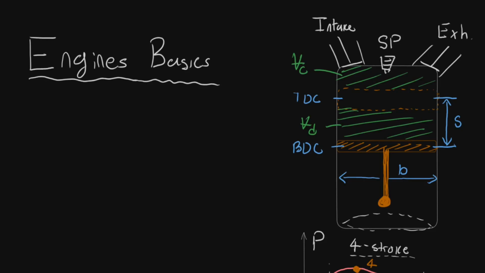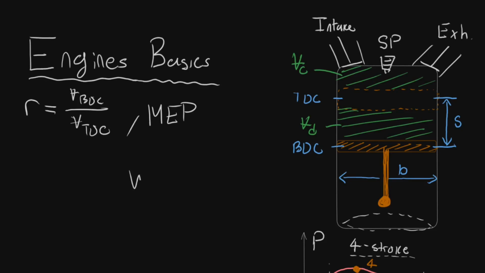A couple things that they're all going to have in common is the compression ratio first, which is basically equal to the ratio of our maximum volume, so our volume at bottom dead center divided by our volume at top dead center. And another thing they're all going to look at is the mean effective pressure, which is basically the pressure at which it would be equal if we just did a constant pressure work output.